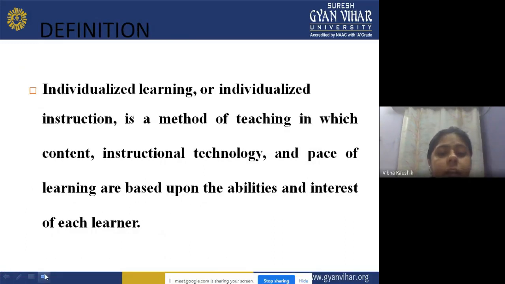Definition: individualized learning or individual instruction is a method of teaching. What they are saying is that individualized instruction is a way of teaching in which the content, the topic, knowledge, instructional technology, the teaching-learning process, the instructions I am giving, and the pace of learning, how you are learning, are based upon the abilities and interest of each learner.